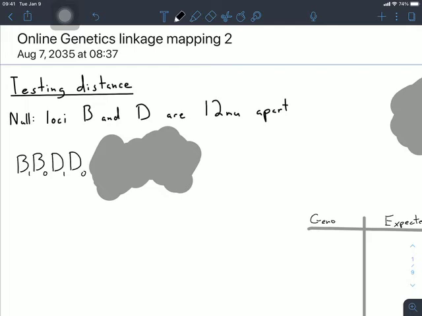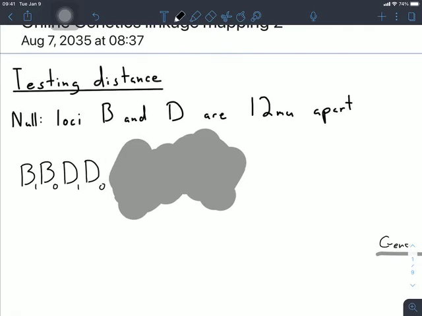This time, rather than assuming that the distance between two loci, B and D, is 50 centimorgans, or that they exist on separate chromosomes, we're going to set an expectation that I'm going to tell you that these two loci are 12 map units apart. In order to determine whether I'm lying, we have to go through some of the data needed to ascertain whether that statement is true or false.